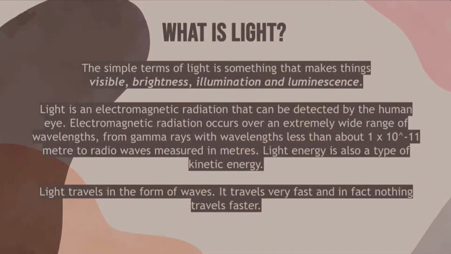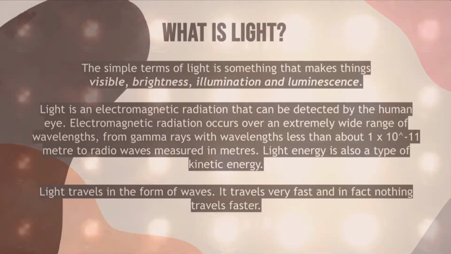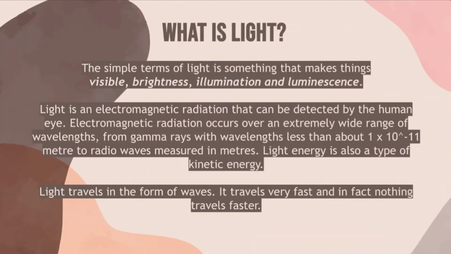We have always heard the word light in our daily life, but what is light? In simple terms, light is something that makes things visible: brightness, illumination, and luminescence. In scientific terms, light is an electromagnetic radiation that can be detected by the human eye.